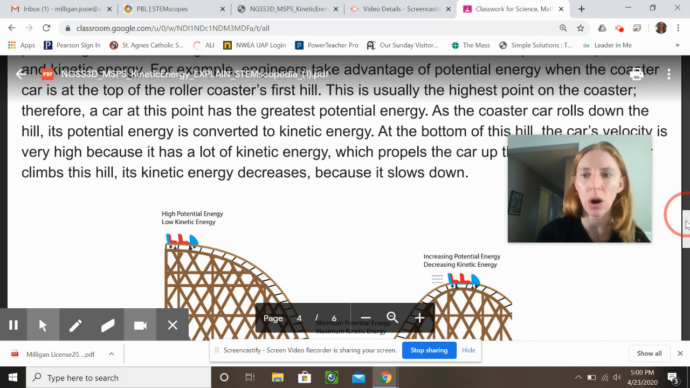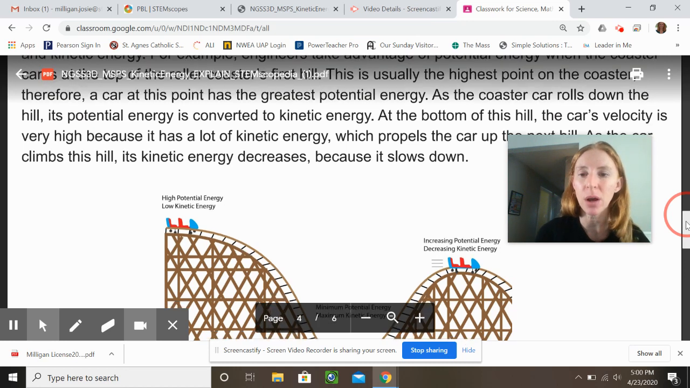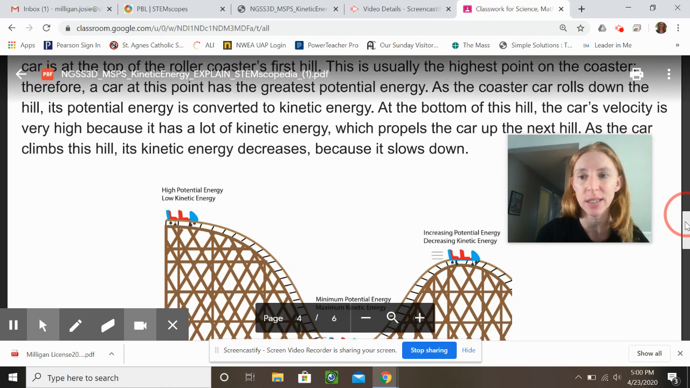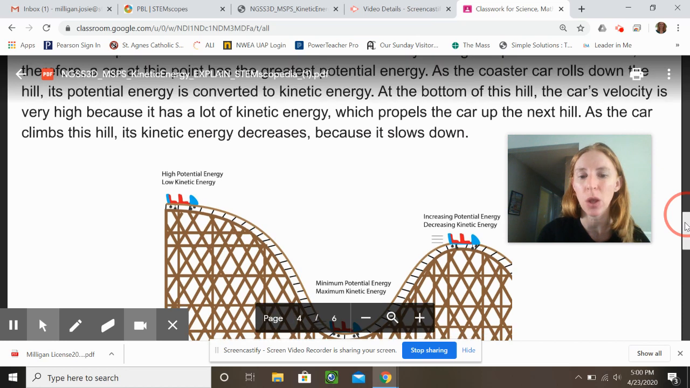As the coaster car rolls down the hill, its potential energy is converted to kinetic. At the bottom of the hill, the car's velocity is very high because it has a lot of kinetic energy, which propels the car up to the next hill. As the car climbs the hill, its kinetic energy is going to decrease because it's slowing down.